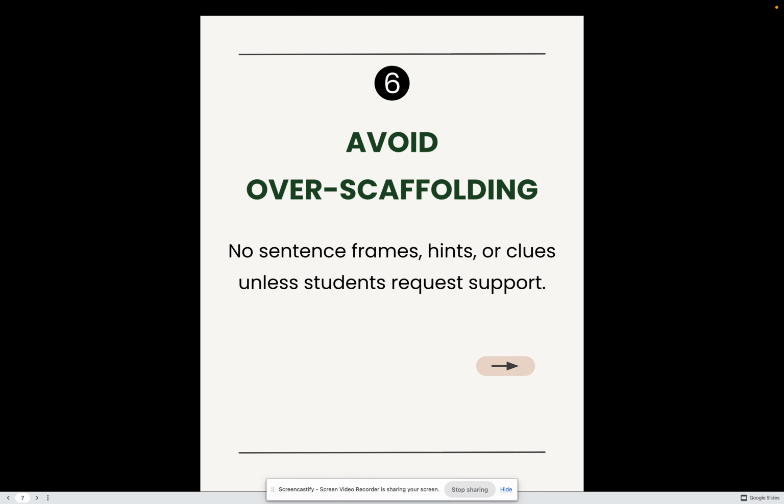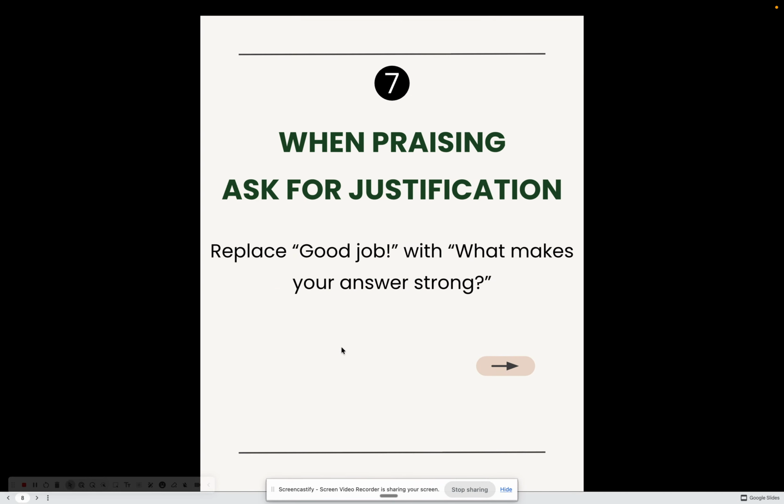We want to make sure that we're giving students maybe those sentence frames, hints, and clues if they really need it. But first, we want our students to try and have that struggle a little bit at the beginning before we just offer those supports to our students. Number 7, when we are praising our students, we might also want to ask for justification.